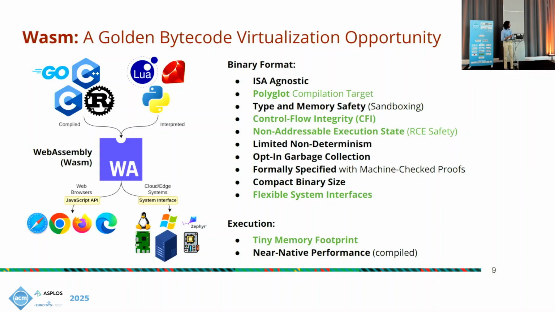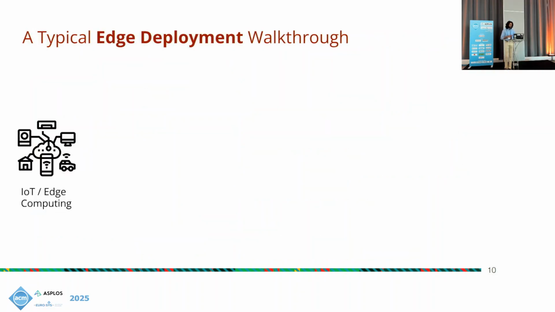So for example, in the browser, we have the JavaScript API, which lets us interact with JavaScript and the browser system. But we can also design custom system interfaces to interact with cloud and edge systems, for instance, as we'll get to later in this talk. So just to walk through a typical edge deployment scenario that we might see today.